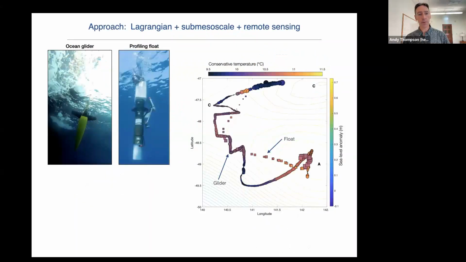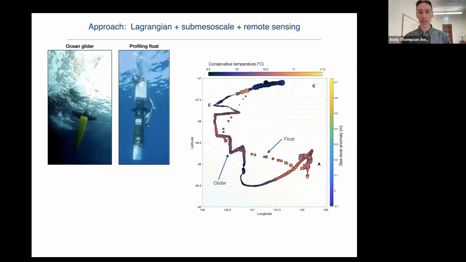Okay, and then just one more slide before I jump into results. I'm going to talk briefly about two field programs today. Both of them made use of Lagrangian platforms, namely profiling floats, but then using ocean gliders to provide some spatial context around those floats. So here's one example from the SOLAS study south of Tasmania.